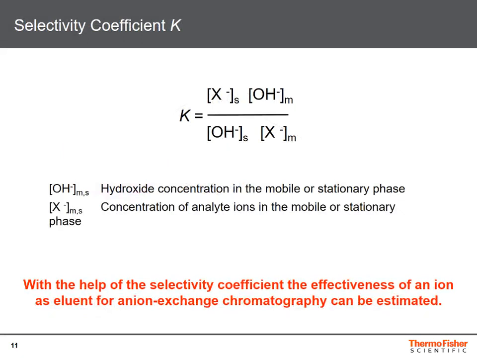This slide shows the definition of the selectivity coefficient, and as we see from the formula, K depends on the eluent and analyte ion concentrations in the mobile or at the stationary phase. We also see that the selectivity coefficient helps us to estimate the effectiveness of an ion as an eluent in anion exchange chromatography.